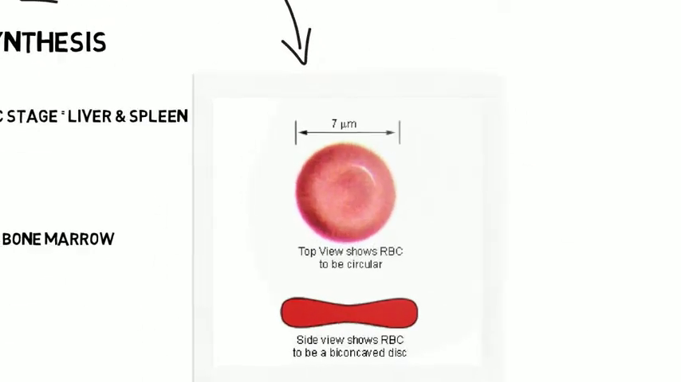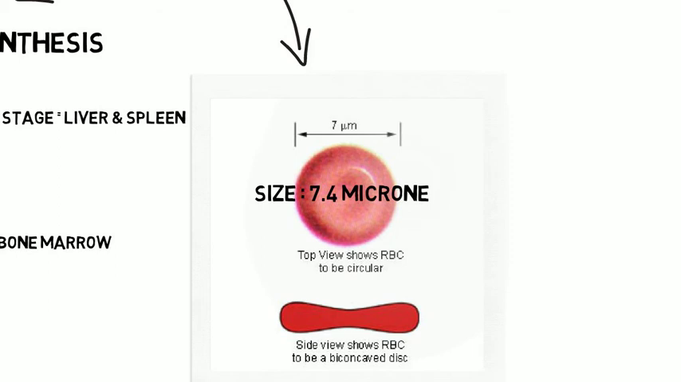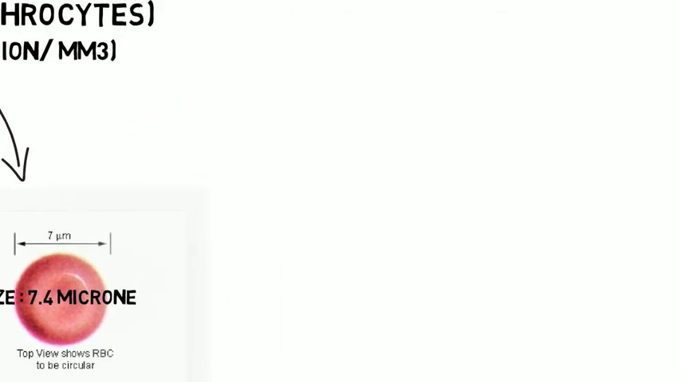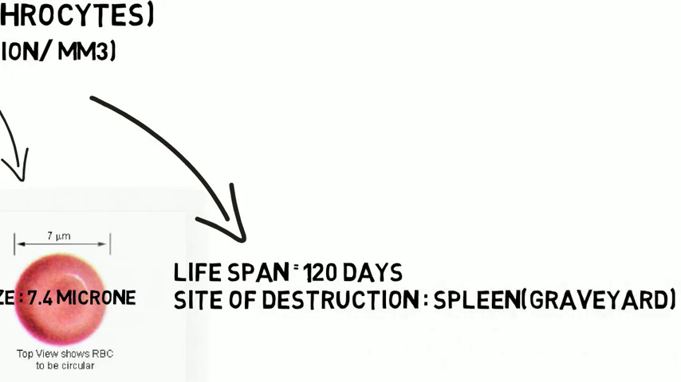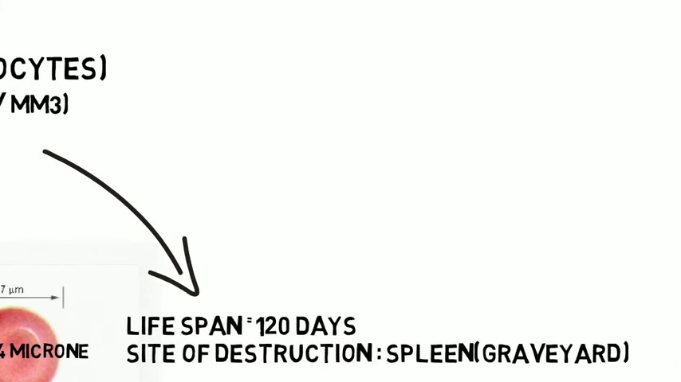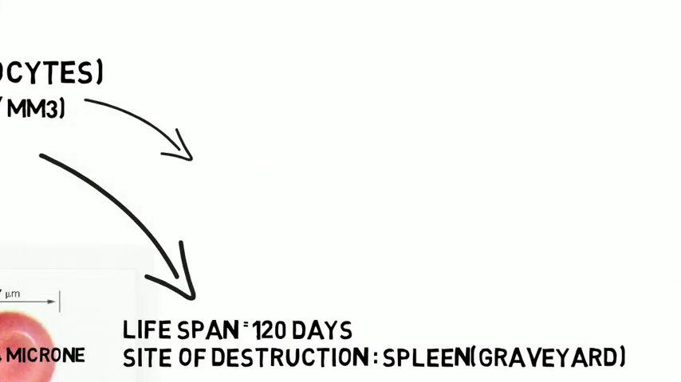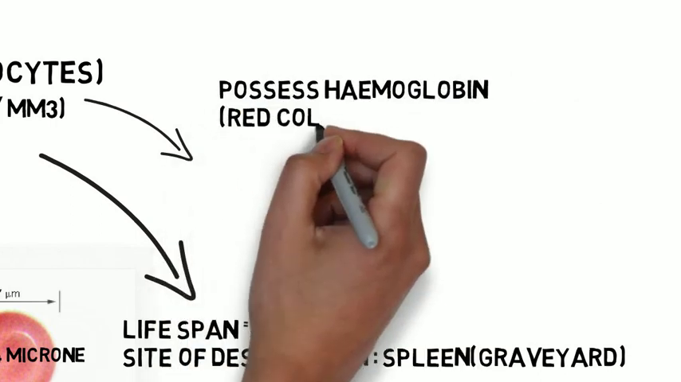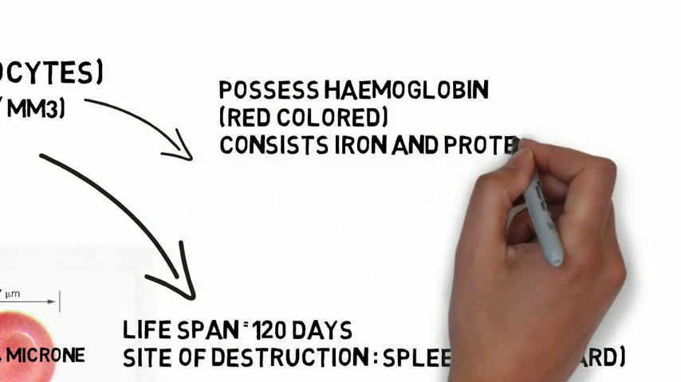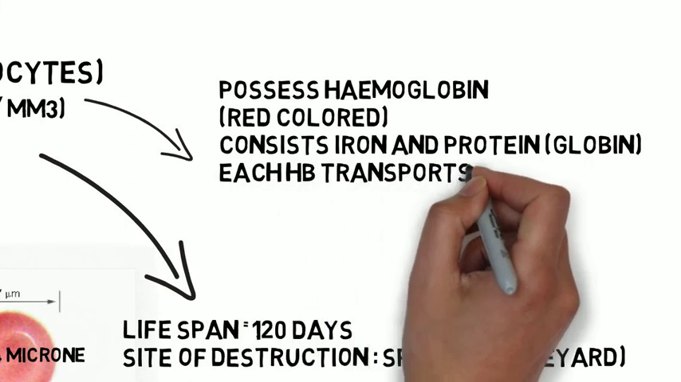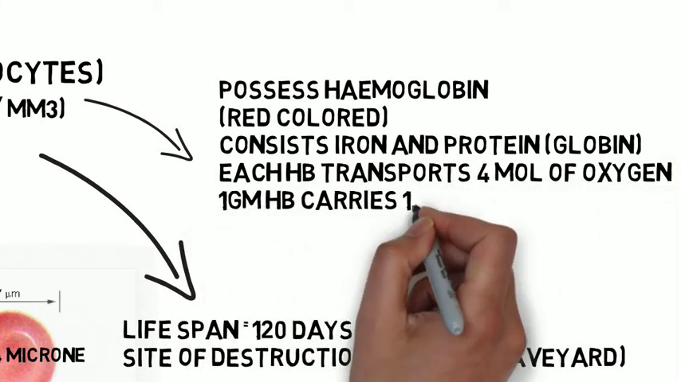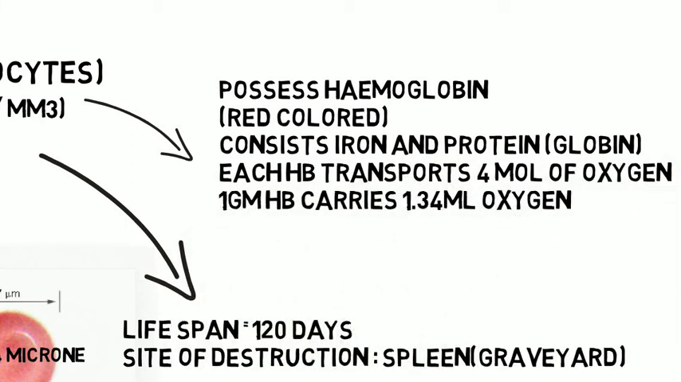Now RBC size is 7.4 micron and its shape is biconcave. RBC lifespan is 120 days and the site of destruction is the spleen, which is also known as the graveyard of RBCs. It possesses hemoglobin, which is red in color and consists of iron and a protein known as globin. Each hemoglobin transports 4 molecules of oxygen and 1 gram of hemoglobin carries 1.34 ml oxygen.